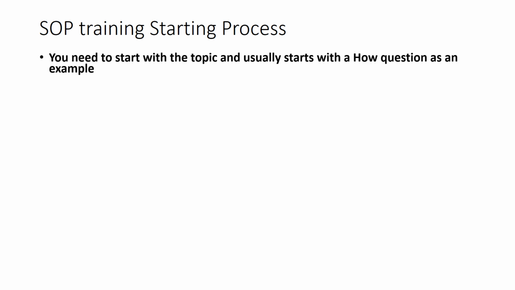The SOP training usually starts with the topic. It should be a very clear topic at the beginning of the training. You should inform your team member how to do a specific task. Let's say we give an example of how to fill up a room move voucher. This is for front office as an example.